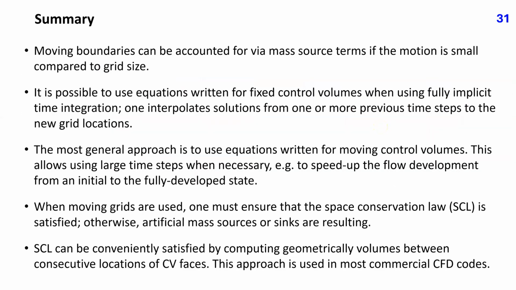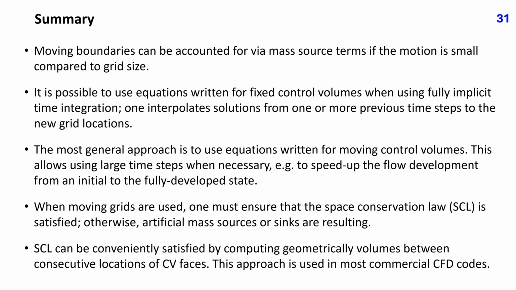Here is a summary of this lecture. Moving boundaries can be accounted for via mass source terms if the motion is small compared to grid size. This is usually the case when walls are vibrating with high frequency and small amplitude. It is possible to use equations written for fixed control volumes when using fully implicit time integration. One then needs to interpolate the solution from one or more previous time steps to the new grid locations.